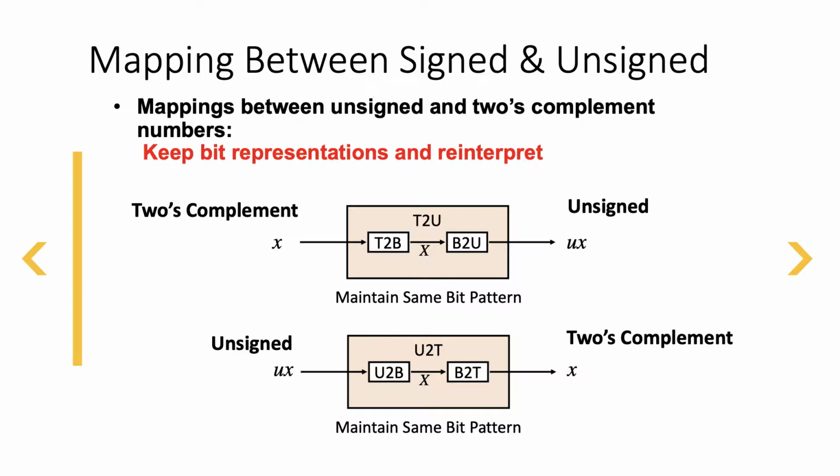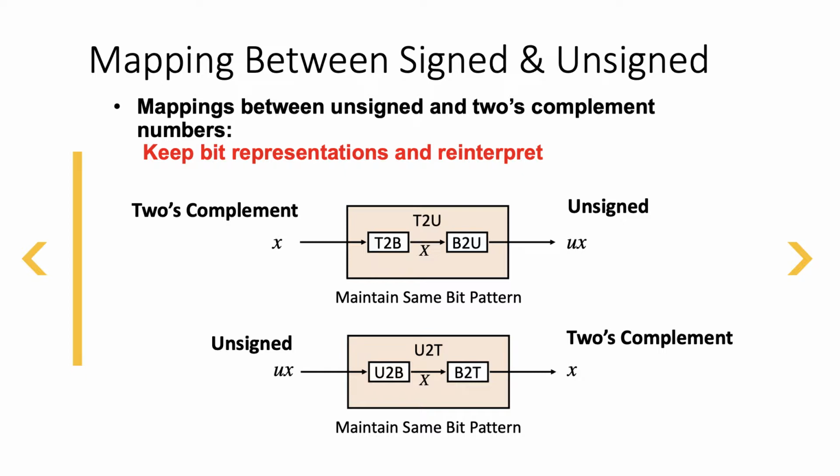So we can visualize it through the functions that we've talked about a little bit. If I take a 2's complement integer x, I can run it through a function that we'll call T to U, so 2's complement to unsigned. That would be comprised of two of the functions we've talked about. We would go from 2's complement to the bit representation, and then from the bit representation to unsigned, and out of the other side pops the unsigned integer. But again, all we're really doing is keeping the bit representation. We don't have to do an actual operation here. We just reinterpret what we already have.